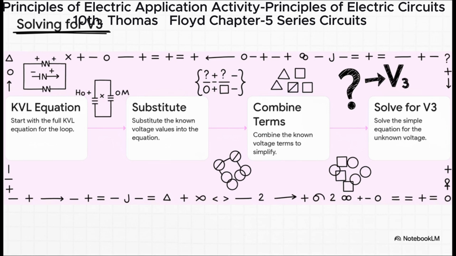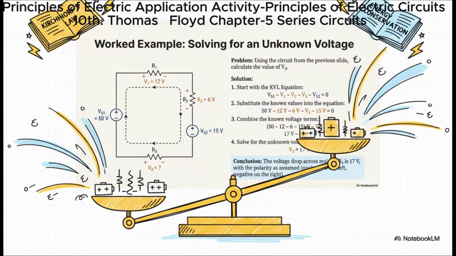We've got our equation all set up. We just combine all the numbers we know, and then it's pretty straightforward to solve for that one missing piece, V3. And voila, you do the math, and it turns out the voltage drop across that third resistor has to be exactly 17 volts. It's the only way the numbers can work. It's the only way for energy to be conserved. The books have to balance.